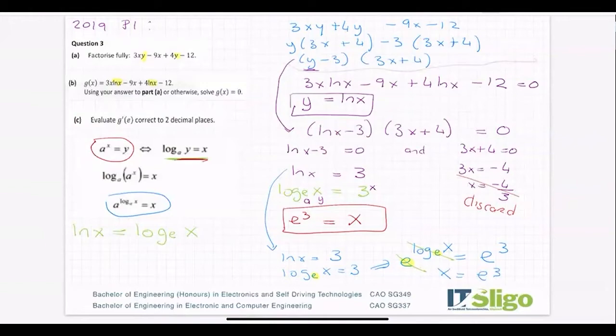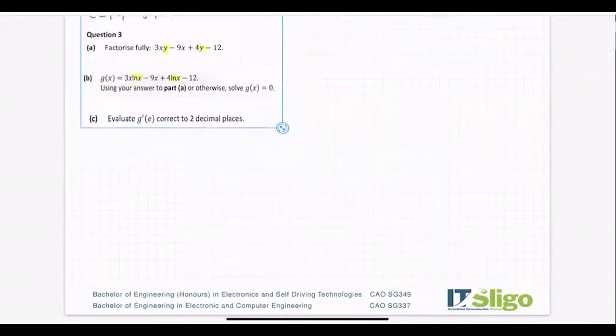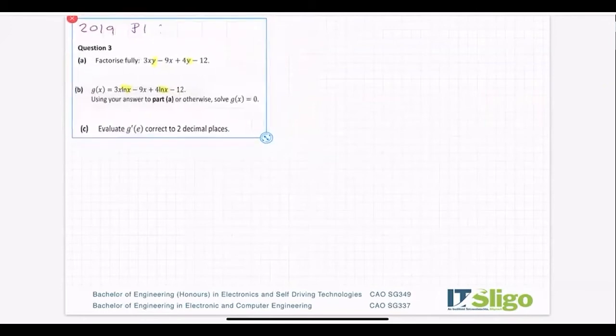Okay, so I tend to use that one an awful lot more than the switch. There isn't one better than the other. It's a bit of personal preference. So that's how you do B. So evaluate g(e) correct to 2 decimal places. Okay, so g(e). So to get g(e), I have to first of all get g'(x).